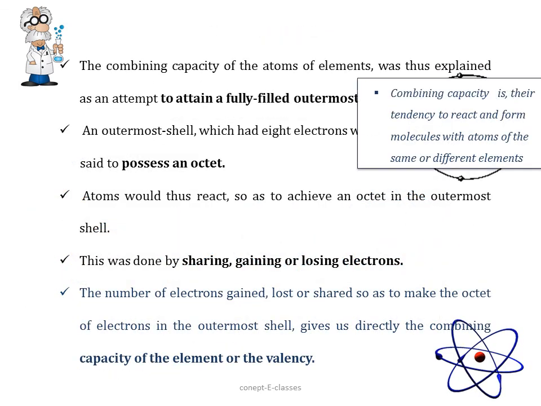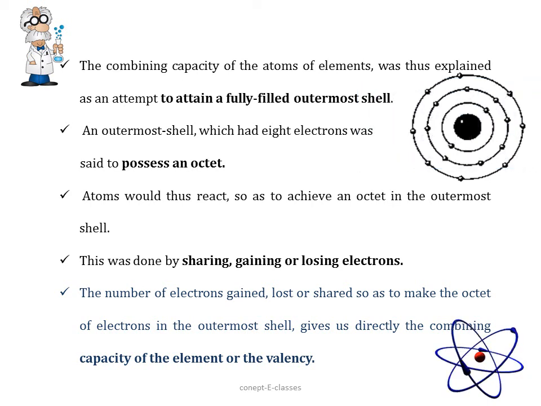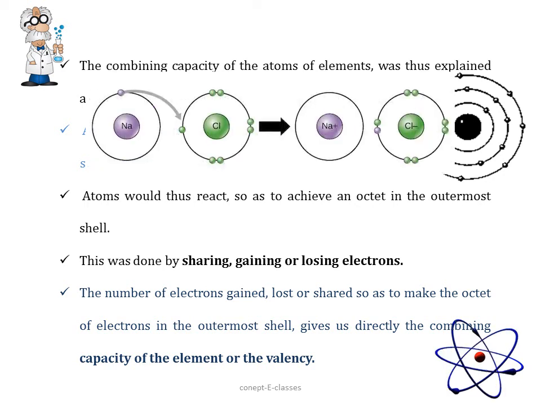So the combining capacity is the tendency to react and form molecules with atoms of the same or different elements. Thus we can explain combining capacity as an attempt to attain a fully filled outermost shell. This fully filled outermost shell, which has 8 electrons, is said to possess an octet, and atoms would thus react to achieve an octet in the outermost shell. That is, every element has an urge to have 8 electrons in the outermost shell. Hence, in order to achieve this, the atoms would either gain, lose or share electrons.